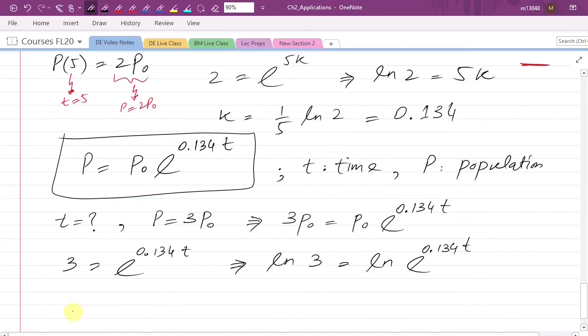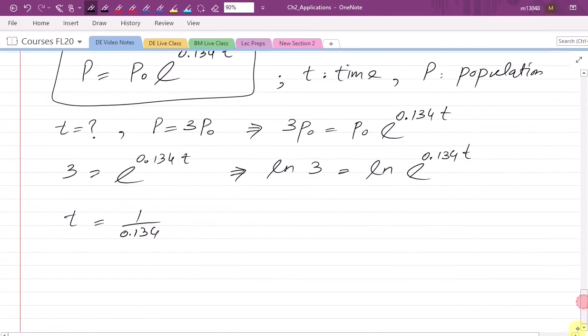I'll write one step directly because log and e cancel, and then we divide by 0.134 because that's kind of obvious. So t equals 1 over 0.134 times log of 3, and that tells us 7.96 years.